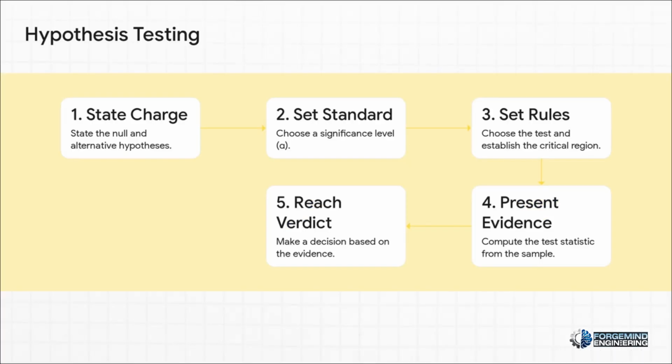And just like a real trial, this process follows 5 clear steps. First, you state the charge. What are the null and alternative hypotheses? Then, you set the standard of proof, kind of like beyond a reasonable doubt. After you set the rules of the court, you present the evidence, the data from your sample. And finally, you reach a verdict. Is the evidence strong enough to convict the null hypothesis, or does it walk free?